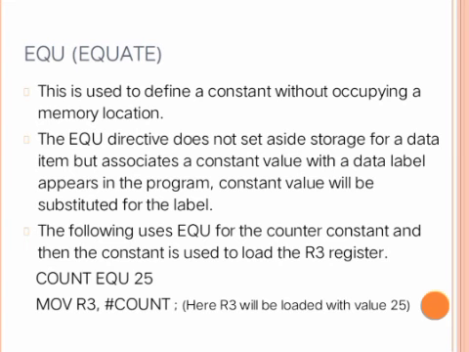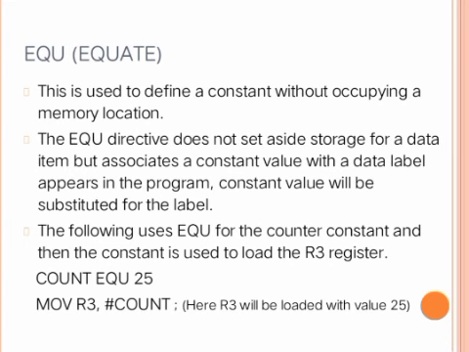And the example given here is the following. The following uses EQU for the counter constant and then the constant is used to load the R3 register. So in this example, COUNT EQU 25. So here the counter constant is used and has the value 25 in it. So the next instruction, MOV R3, #COUNT. So #COUNT is a constant containing the value 25, which is moved to the register R3. Here R3 will be loaded with value 25.